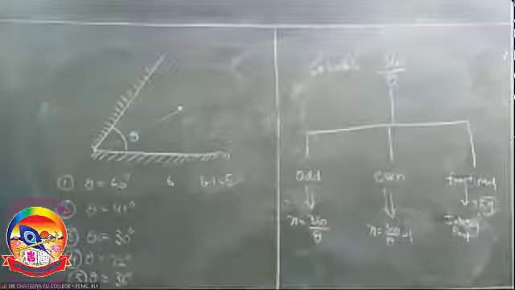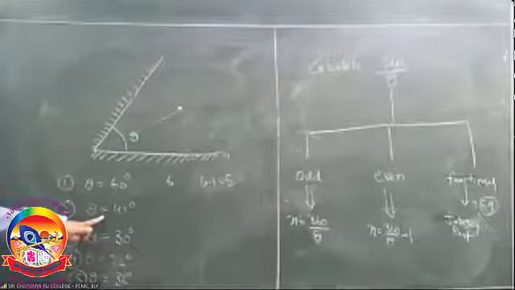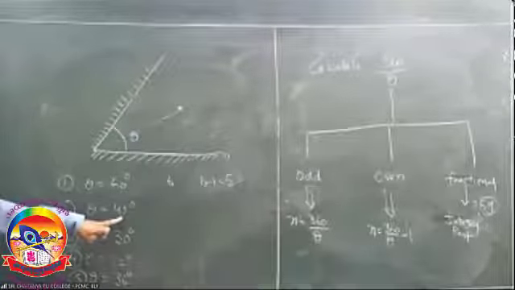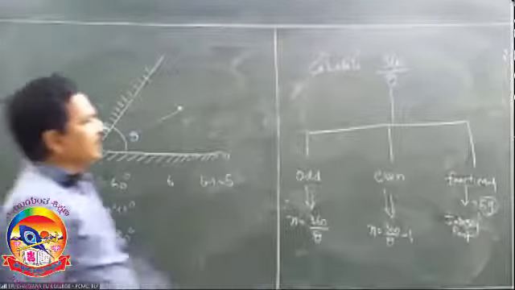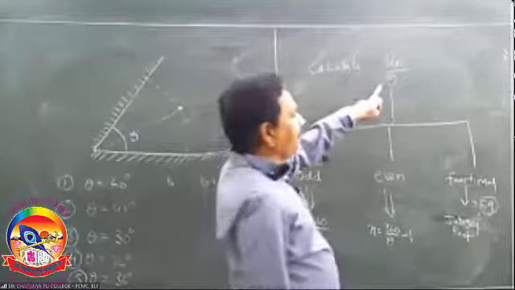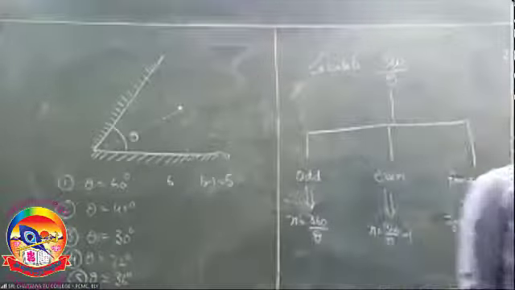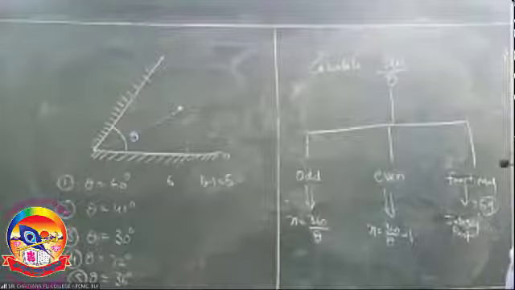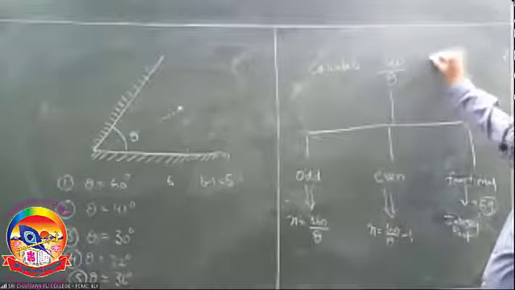5 is the correct answer. Problem number 1. Problem number 2. Theta is 45. 360 by 45. 360 by 45 means how many times it will go?